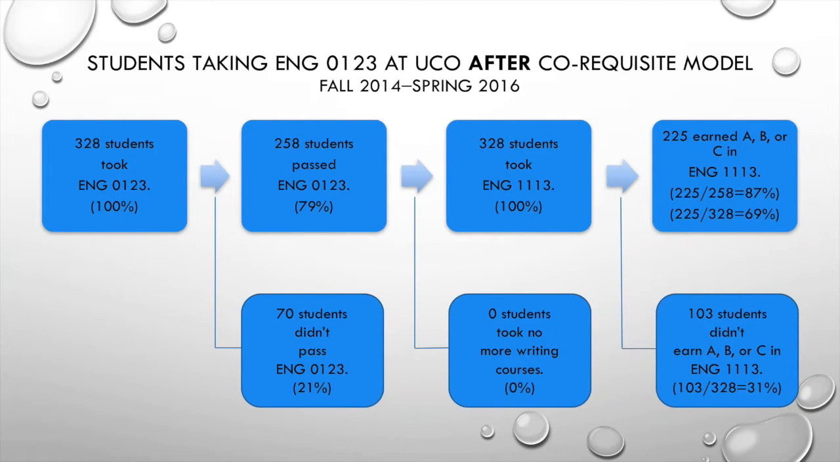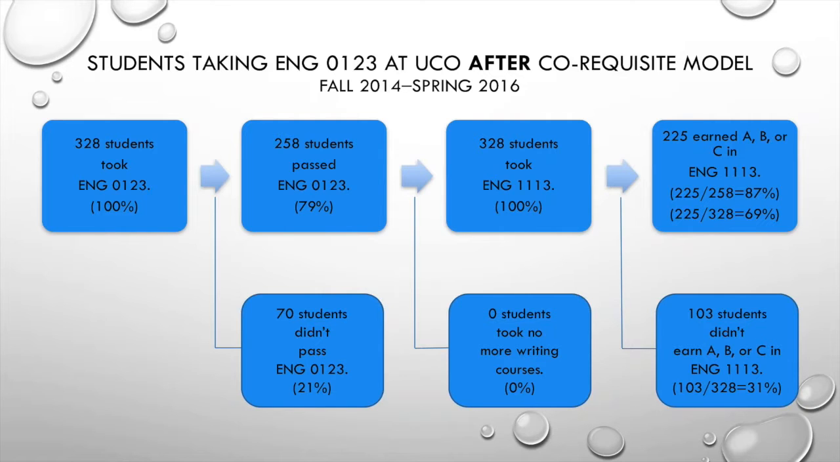After we instituted the co-requisite model, things improved pretty dramatically. 328 students took English 0123 from the fall of 2014 through spring 2016. 258 of those students passed, reflecting the 5% increase mentioned on the earlier slide.